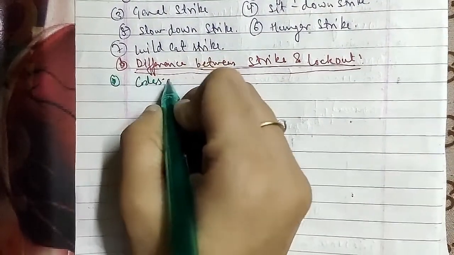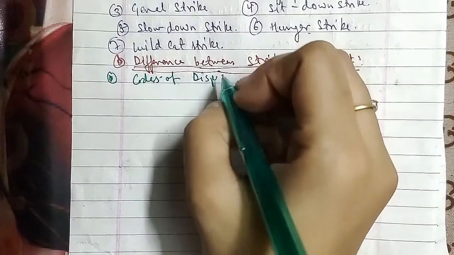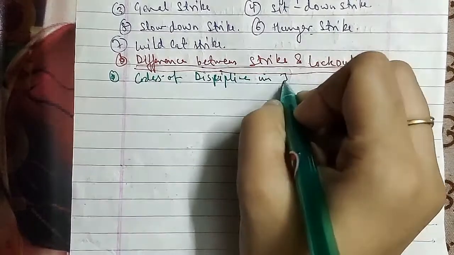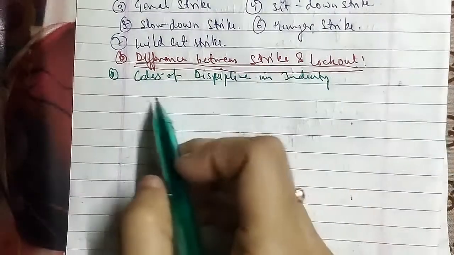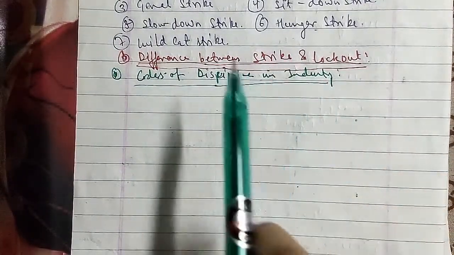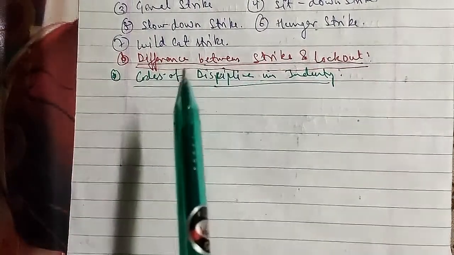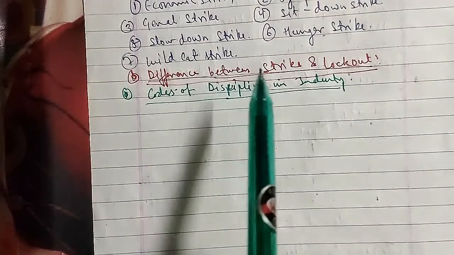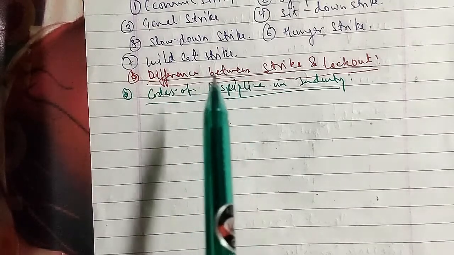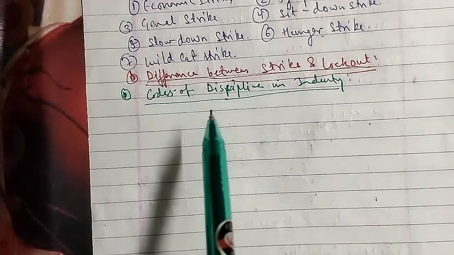Code of discipline in industry. To maintain harmonious relations and promote industrial peace, a code of discipline has been laid down, which applies to both public and private sector enterprises, and it specifies the various obligations for the management and the workers, with the objective of promoting cooperation between their representatives.